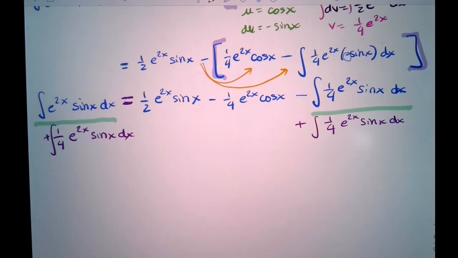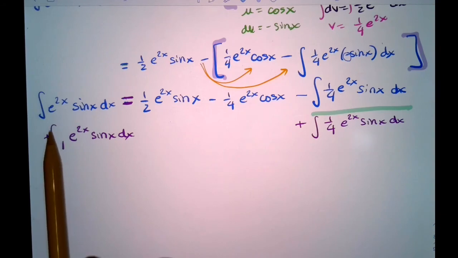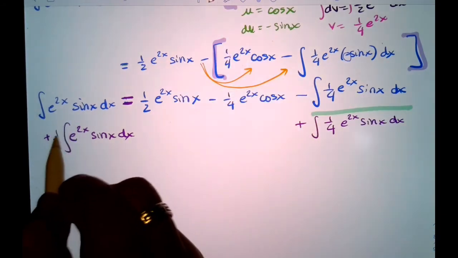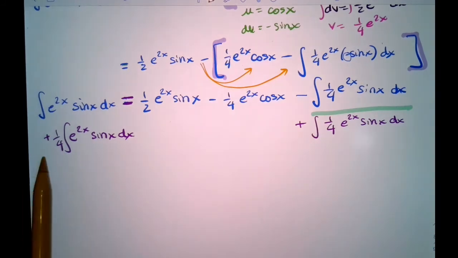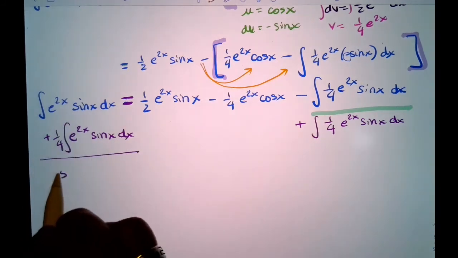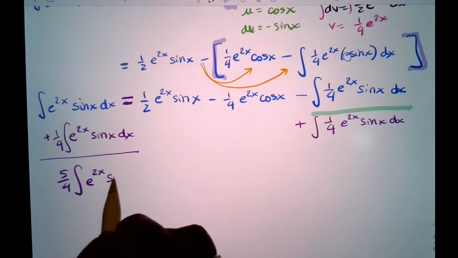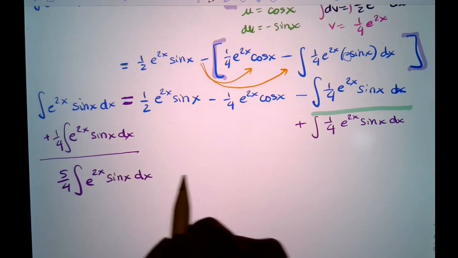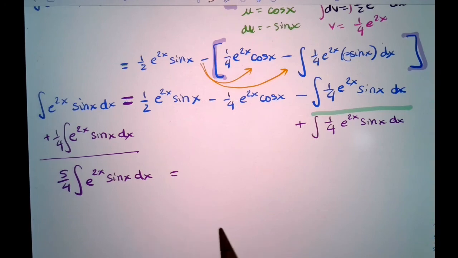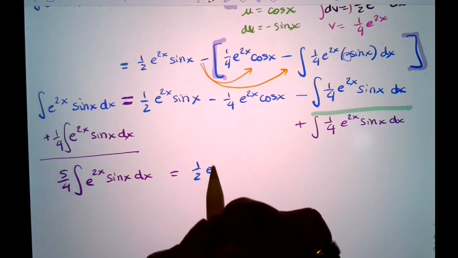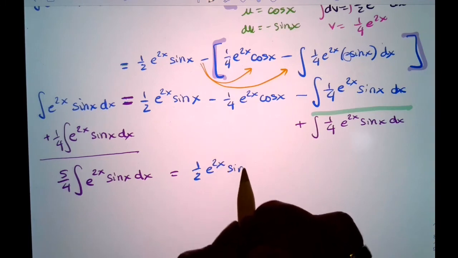And you know what? Let's take that 1/4 and put it on the outside of the integral. It's the same thing. I'm going to add these together. What do I get? I get 5/4 of this integral of e to the 2x times sine x dx. Now, part of my answer are these guys in blue. I'm going to change the color. I'm not doing anything here. These are part of your antiderivative.